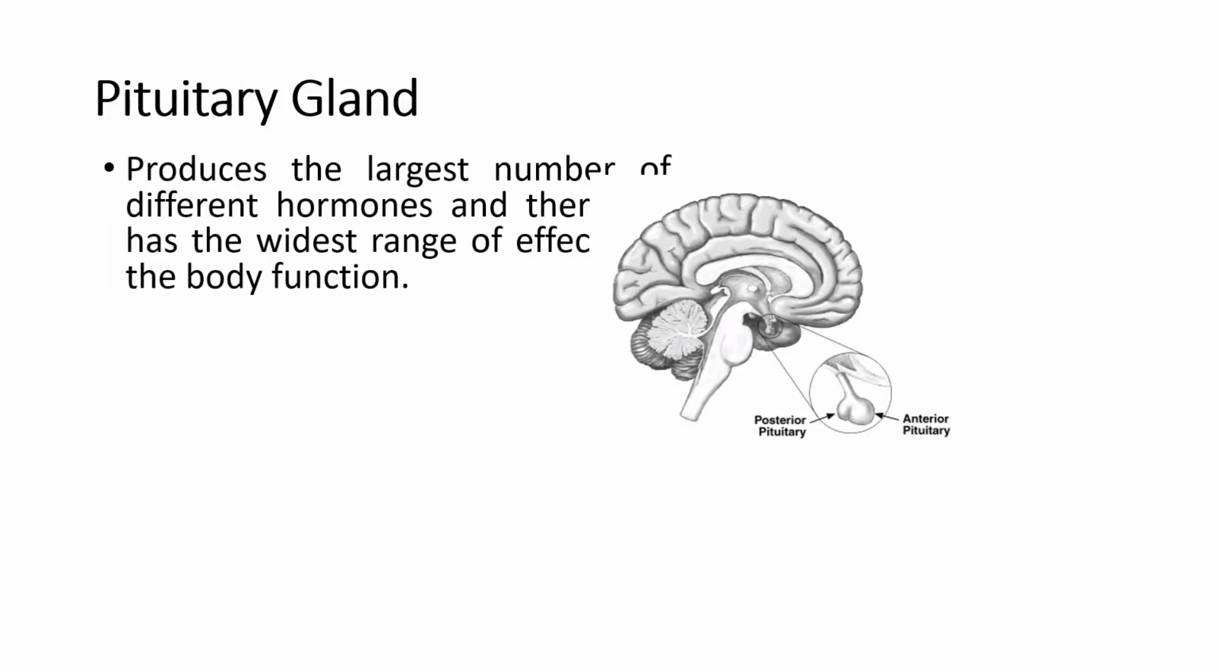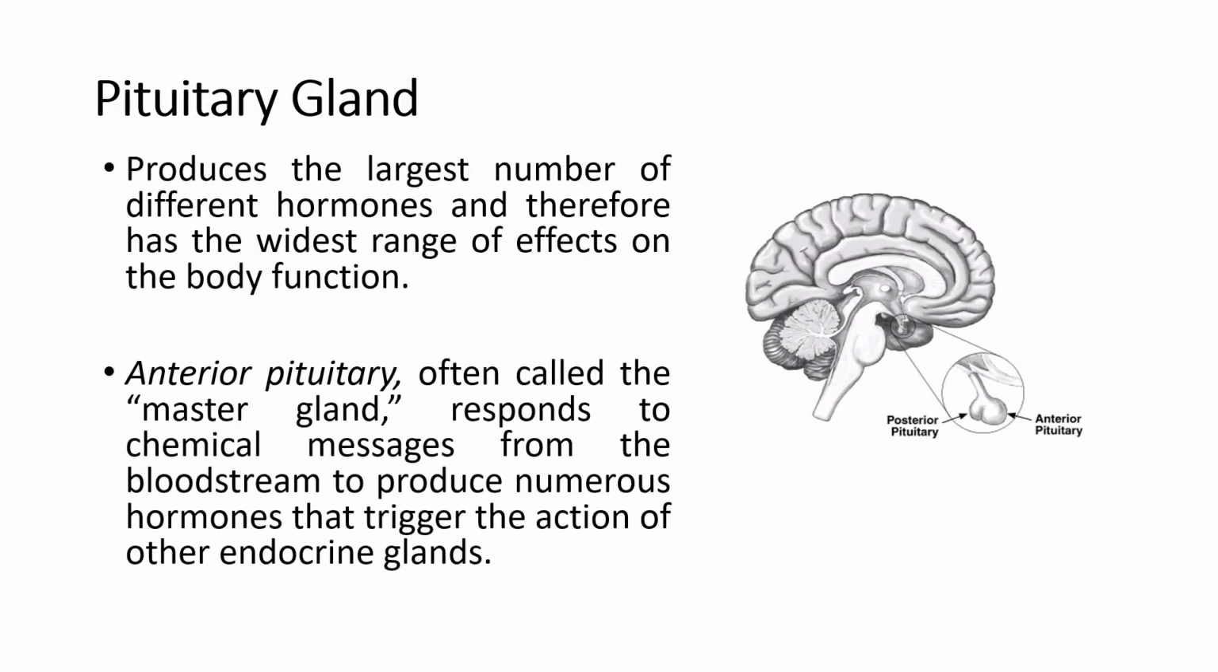Next is the pituitary gland. The pituitary gland is also located in the brain. It produces the largest number of different hormones and therefore has the widest range of effects on body function. It is also called the master gland because it responds to chemical messages from the bloodstream to produce numerous hormones that trigger the action of other endocrine glands. So, tinatawag din siya na master gland kasi yung function niya ay connected with other endocrine glands.